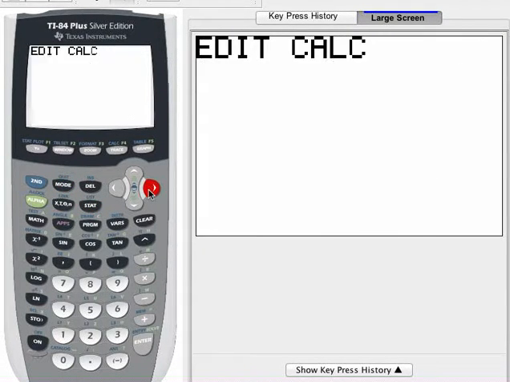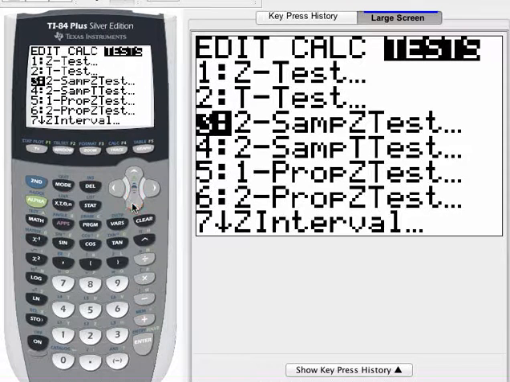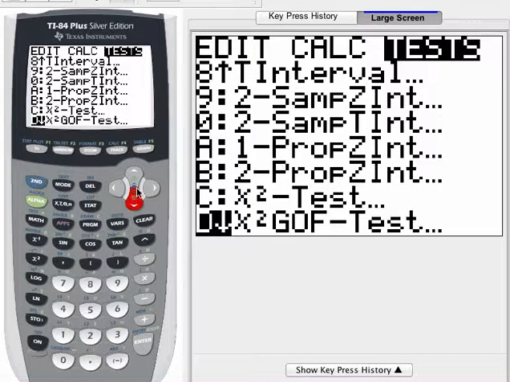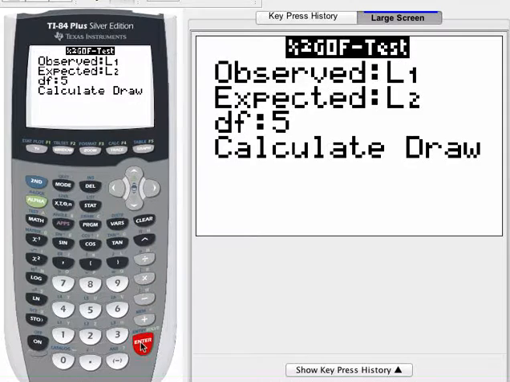of fit command. So that's well down at the bottom, so you have to scroll down past the tests and past the intervals. We'll keep going. There it is. Chi-squared GOF test. I know that this is not a goodness of fit test. However, we're only using this command in order to get our statistic and our p-value. So the observed counts are in list 1. The expected counts are in list 2.